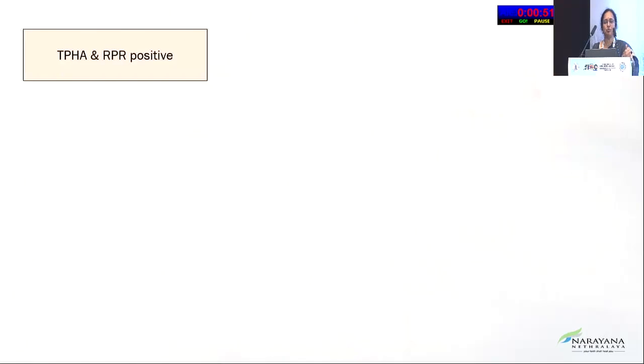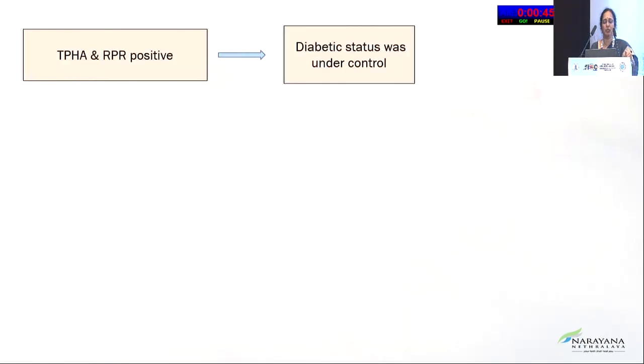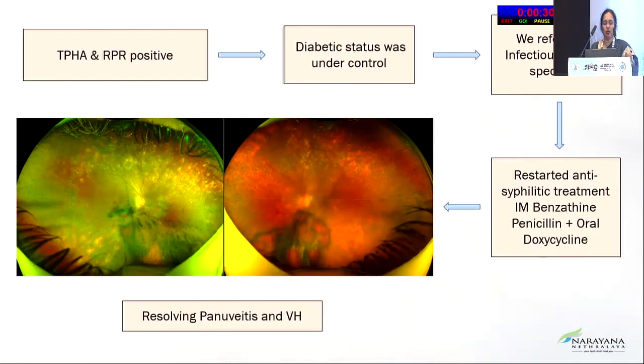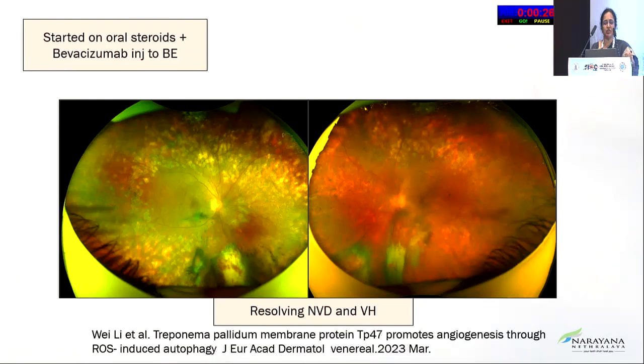We investigated with both specific and non-specific tests, that is treponemal and non-treponemal tests. Both TPHA and RPR were positive. Diabetic status was under control. We referred the patient to the infectious disease specialist, who restarted the patient on antisyphilitic treatment. The patient also received doxycycline, and you could see the resolving panuveitis with vitreous hemorrhage in this patient.